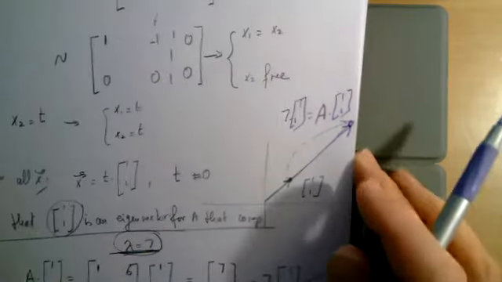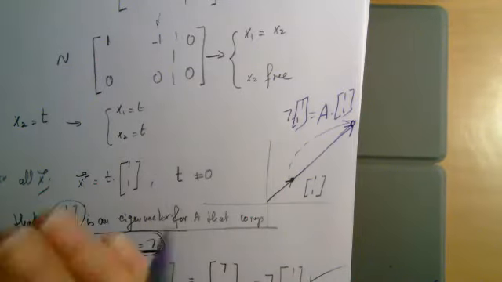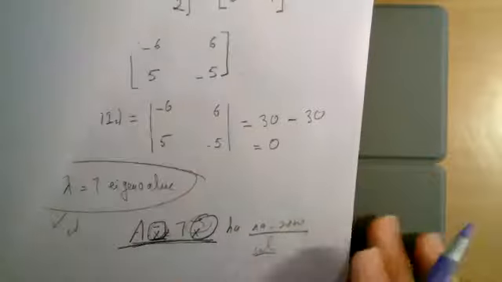So now I did 2 problems. In the first problem, I asked you to show that a specific vector is an eigenvector. In the other problem, I gave you the eigenvalue and told you to verify that it is an eigenvalue. And we went through the process of really trying to show it.